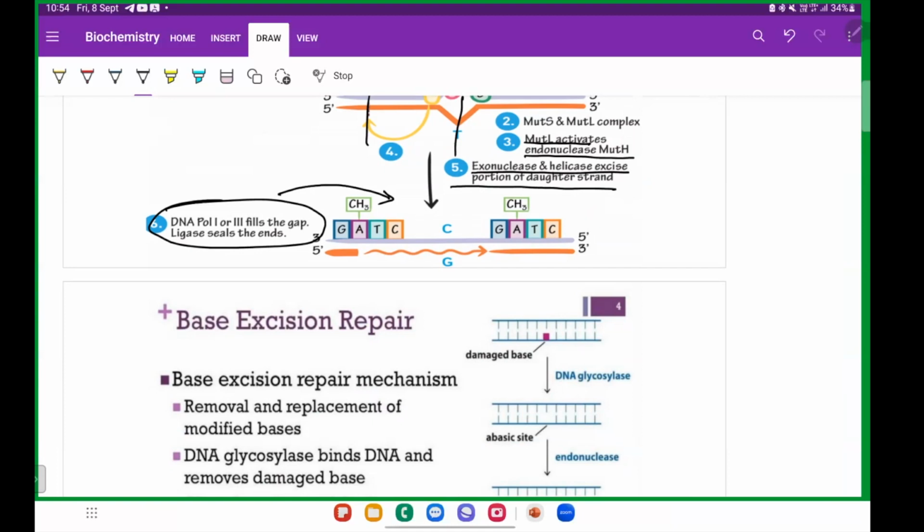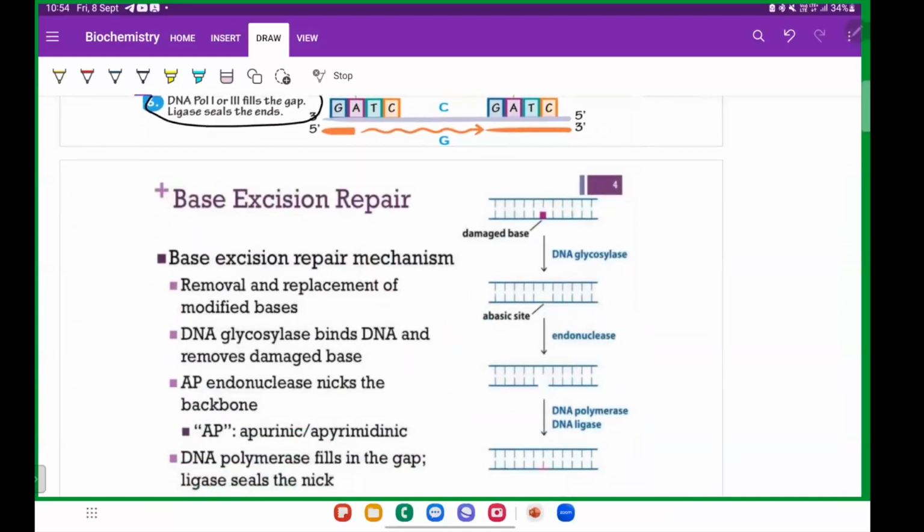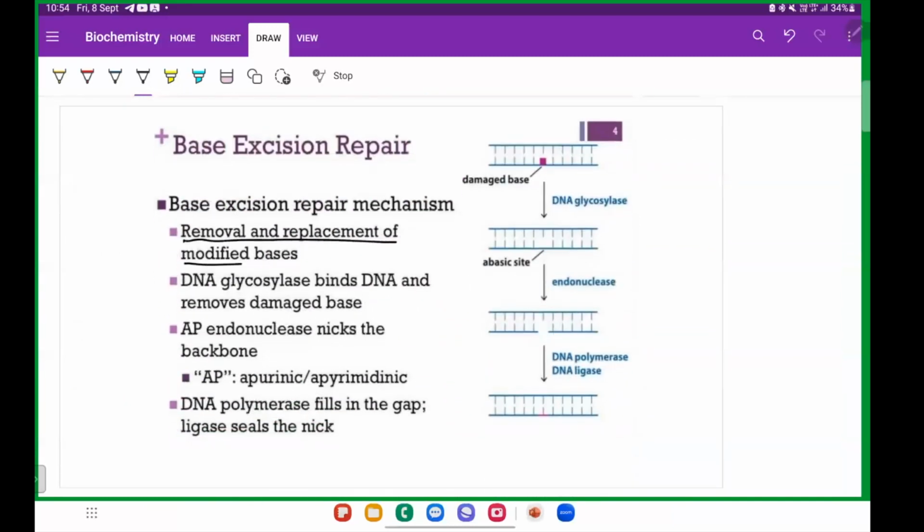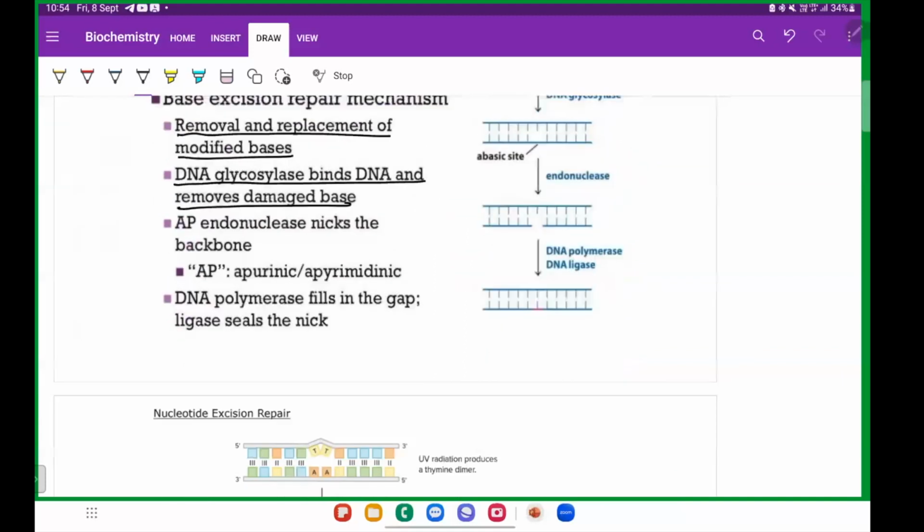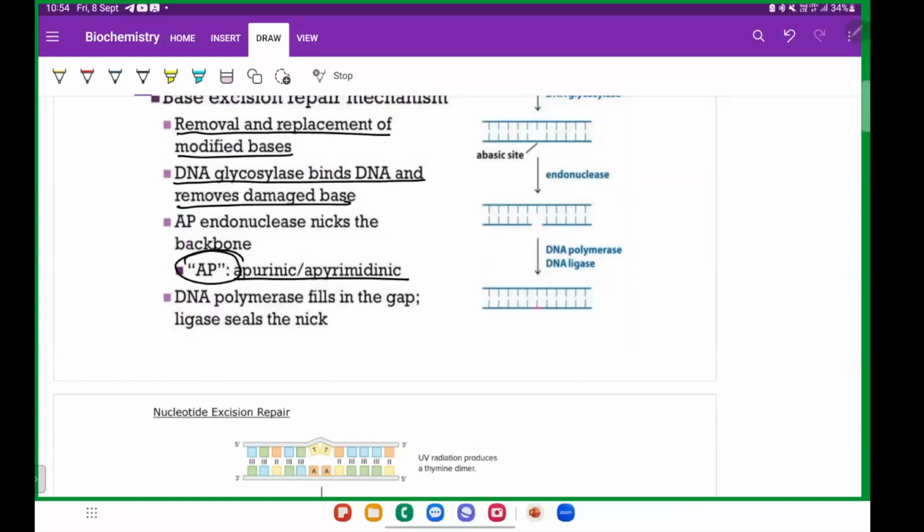Okay, so base excision repair mechanism is done to remove and replace the modified bases. DNA glycosylase binds DNA and removes the damaged base. So AP endonuclease, what is that? Apurinic, then you have apyrimidinic endonuclease.